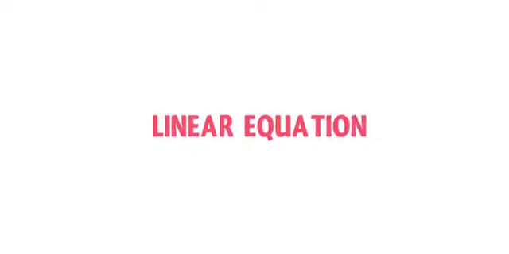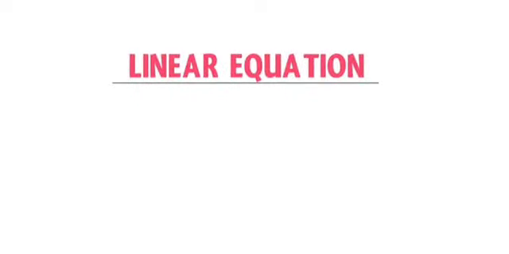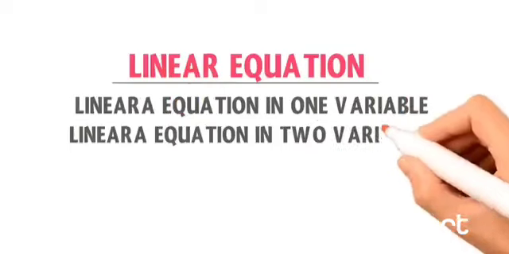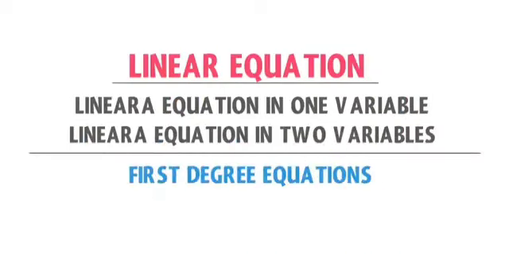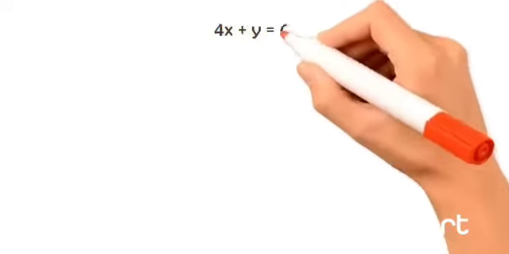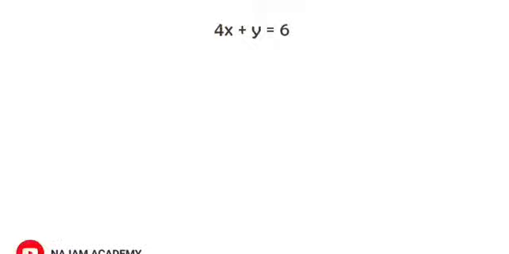Linear equation. In this lecture, we will discuss linear equation in one variable and linear equation in two variables, which are first degree equations. If I write 4x plus y is equal to 6, in this equation, there are three terms, 4x, y and 6.